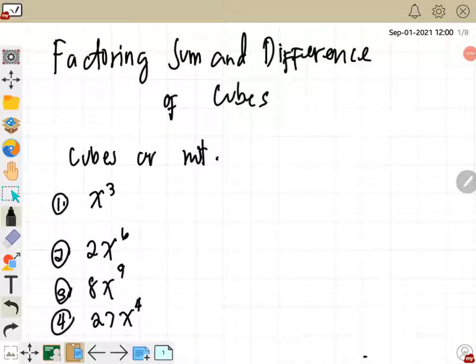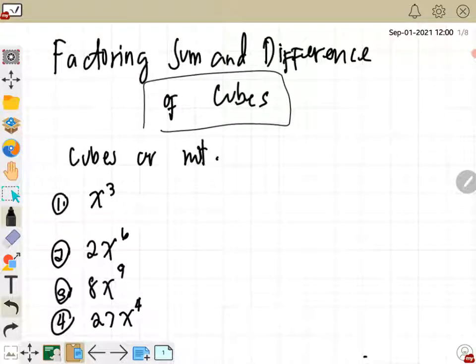Welcome to lesson 3 of chapter 1. Chapter 1 still talks about factorization of polynomials. Lesson 4 talks about factoring sum and difference of cubes. But before continuing, let's settle first on the idea of cubes.